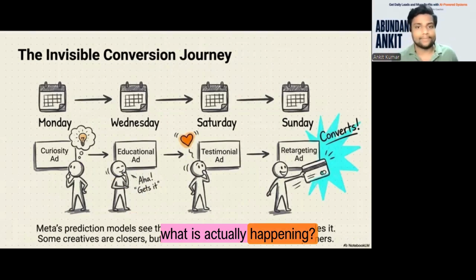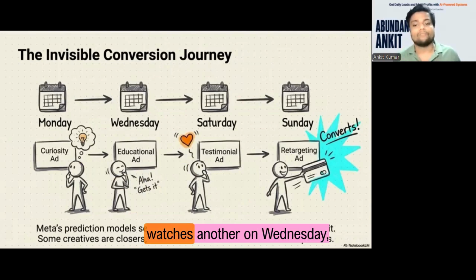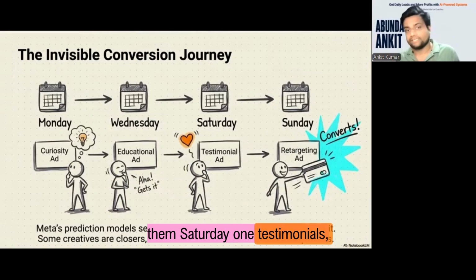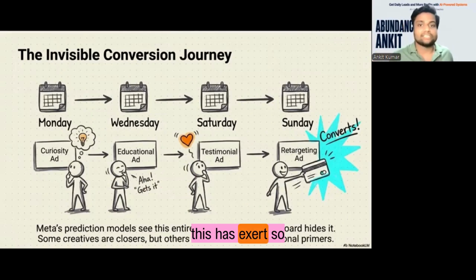What is actually happening is someone sees one ad on Monday, watches another on Wednesday, visits your page on Friday, sees a testimonial ad on Saturday, and then converts on Sunday. The Monday ad gives them curiosity, Wednesday educates them, the Saturday testimonial entices them, they think, yes, this has results, so I can take it. Then the retargeting ad converts them. But when you see this exact same thing in the dashboard, Meta gives the credit to the Sunday ad, and you are left saying, the Sunday ad must have brought me the most results. But in actuality, all those previous ads together led to the conversion.